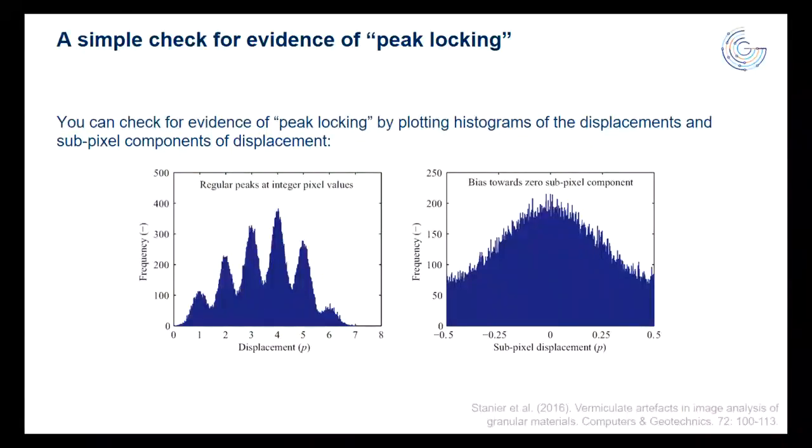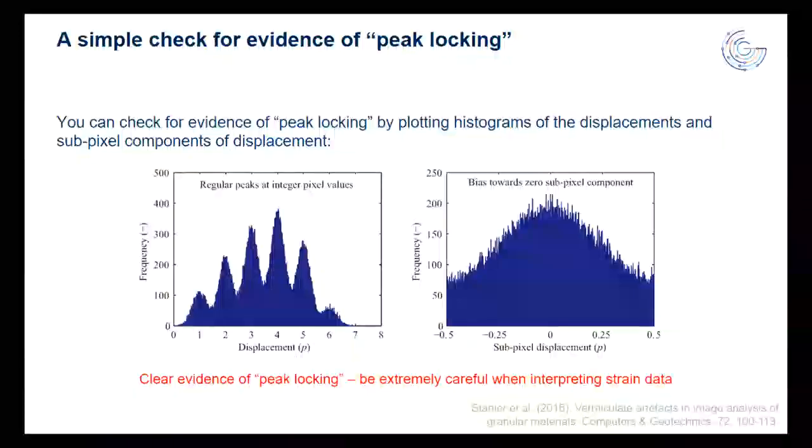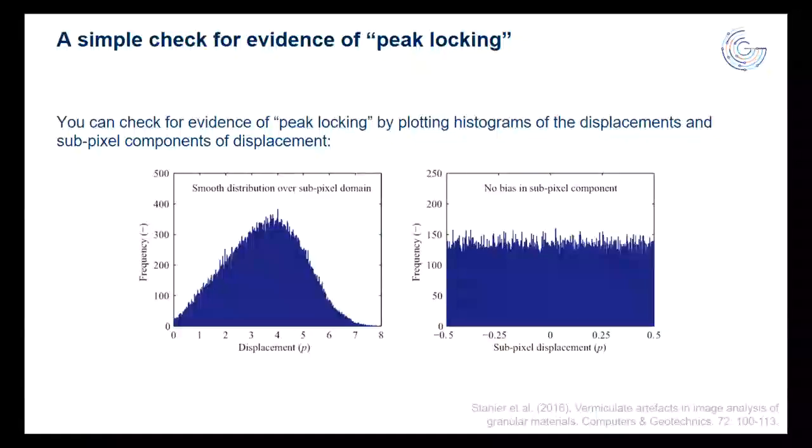If you plot the subpixel component of your displacements, you get the picture on the right-hand side. And if you've got a big hump in the middle around 0, you've got a peak locking problem. Right? So this can be checked after the fact as well. So clear evidence of peak locking here. This is data taken from the classical algorithm.